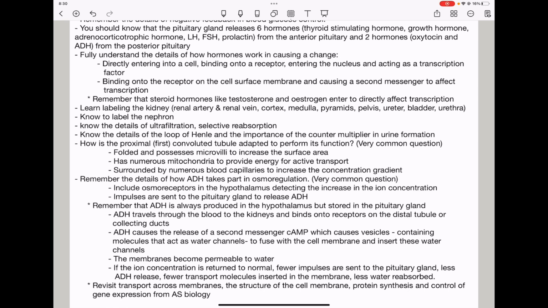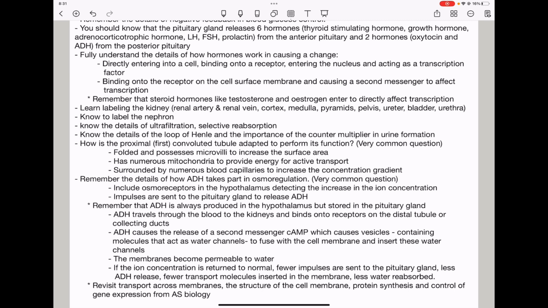This question is common. You need to know that it's folded and possesses microvilli to increase the surface area, and it has numerous mitochondria to provide energy for active transport. It is surrounded by numerous blood capillaries to increase the concentration gradient. And also remember the details of how ADH takes part in osmoregulation. This is a common question.